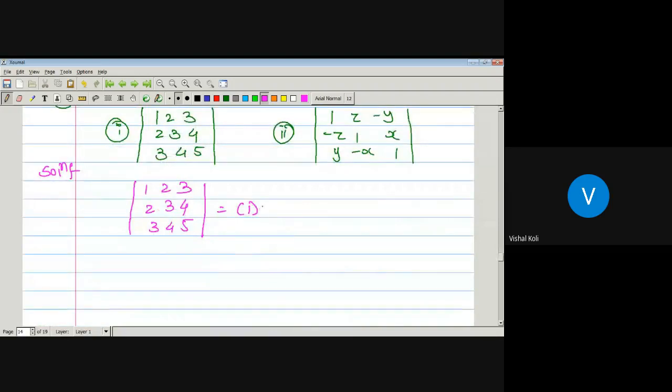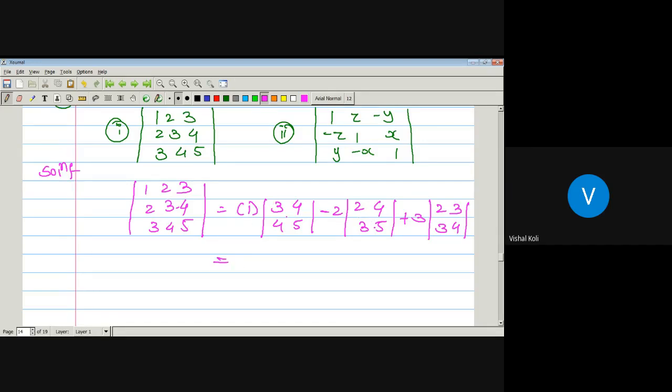So 1 into its minor will be this one, 3, 4, 4, 5. Minus b1, which is 2, and its minor is 2, 4, 3, 5. Plus 3 into 2, 3, 3, 4. Okay, so here we have taken the minor since we have already used the proper sign of this coefficient, that is 1, 2, and 3. Here minus 1 we have already used, so here we have taken minus 2 into just its minor. If we take here plus 2, then we have to take plus 2 into its cofactor. Okay, so let us solve this one.